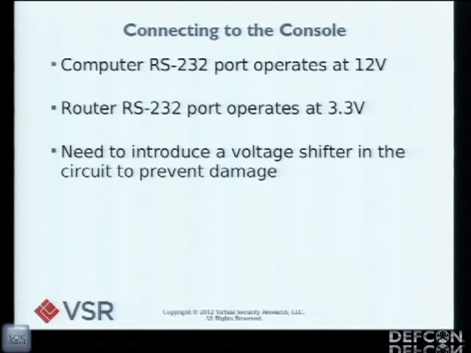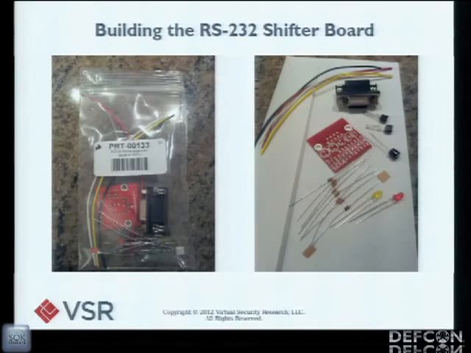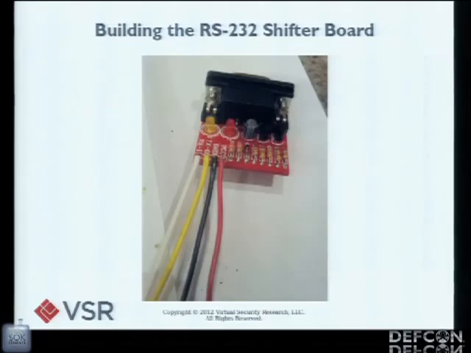But we run into a problem. We can't directly connect to the router because computers run at 12 volts and routers run at 3.3 volts. And if you connect it directly, it's going to fry the router and that's not very constructive. So what we need to do is introduce a voltage shifter into the circuit to prevent damage and facilitate this communication. Luckily SparkFun has these little kits you can buy for $7. They're really fun solder projects.